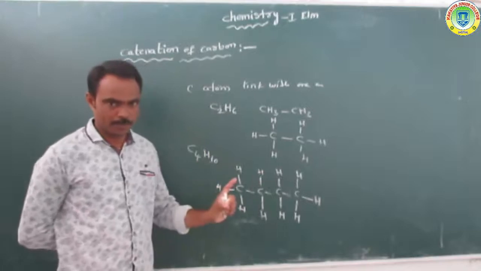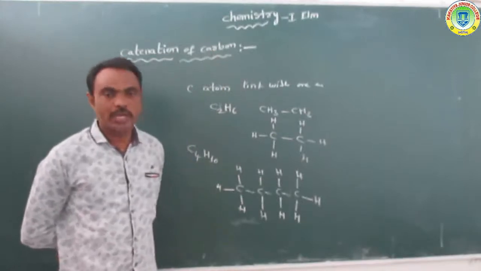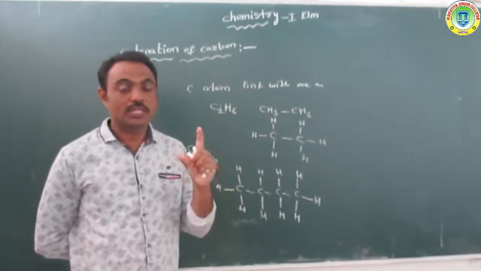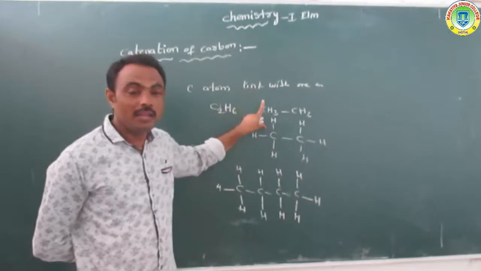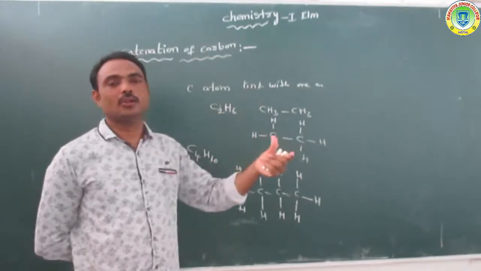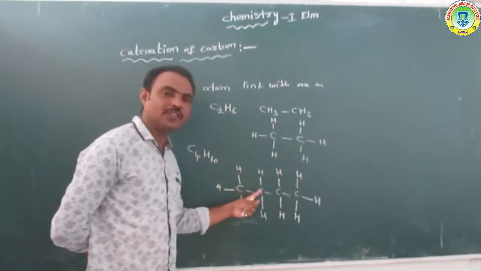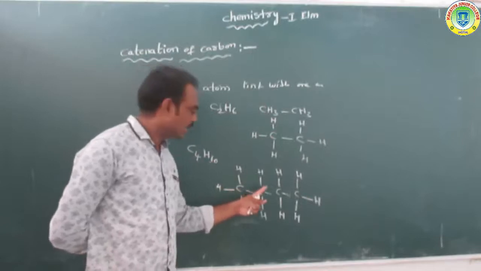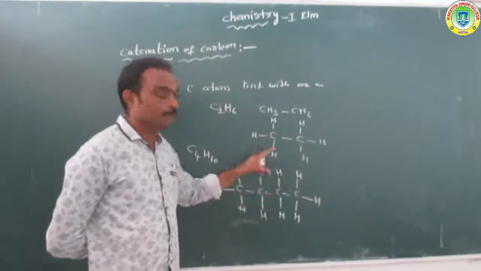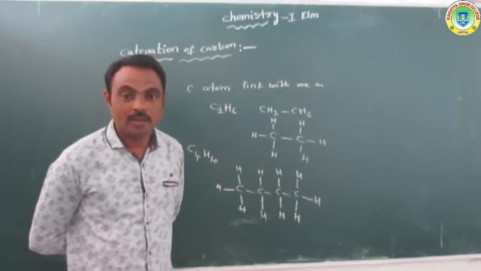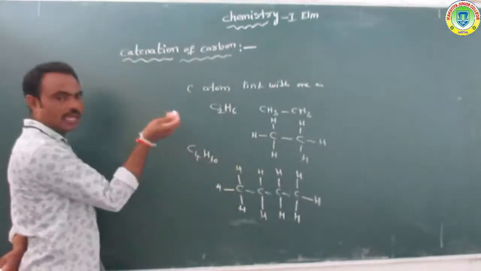Catenation is exhibited by which element? Carbon. Listen, what is the meaning of catenation? Mainly, carbon atoms link with one another through covalent bonds. One carbon is attached to another carbon with a covalent bond, and this carbon is attached to another carbon with a covalent bond. This phenomenon is called catenation.